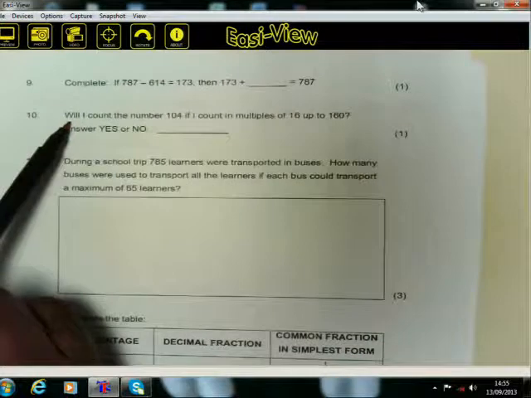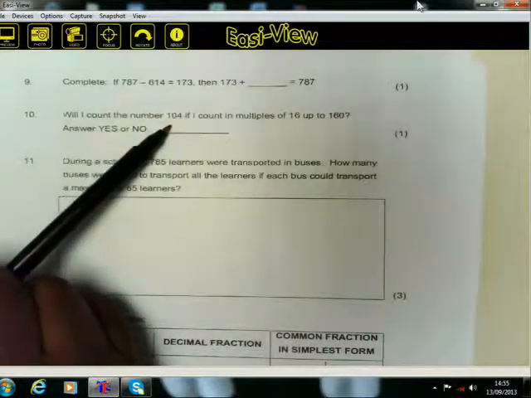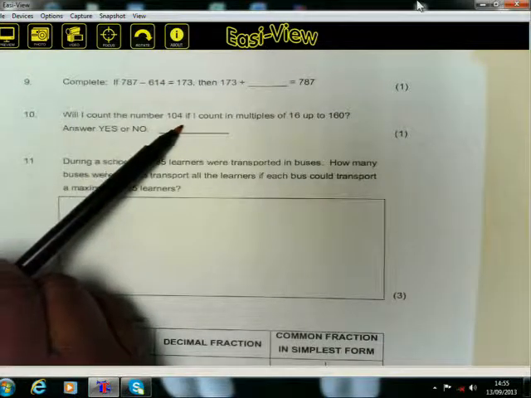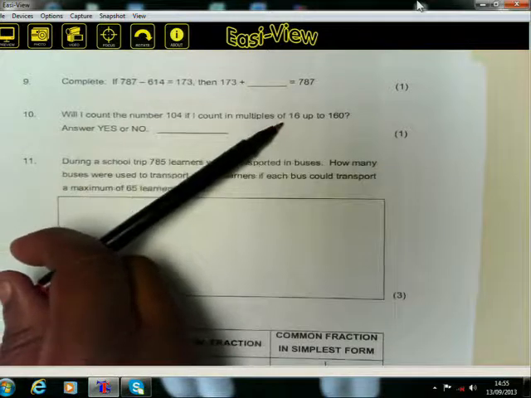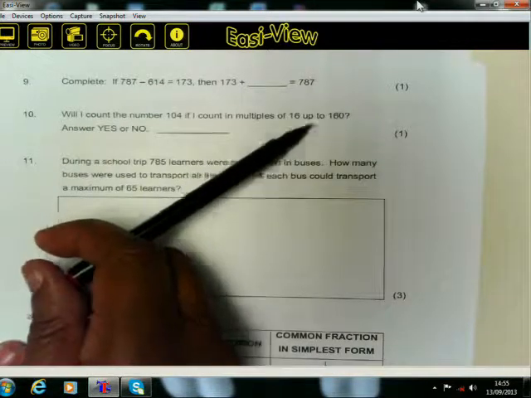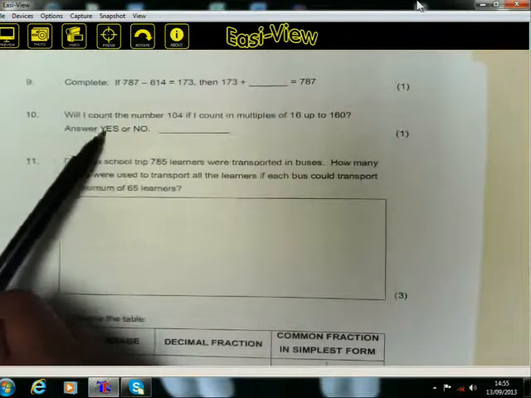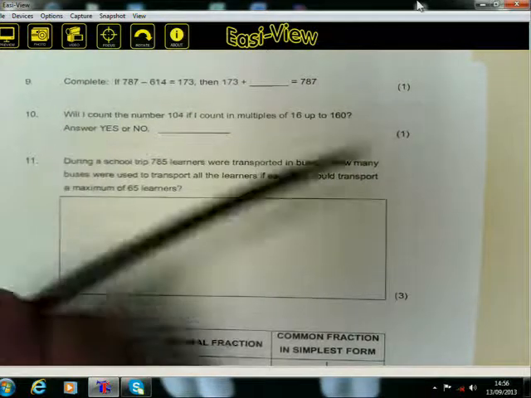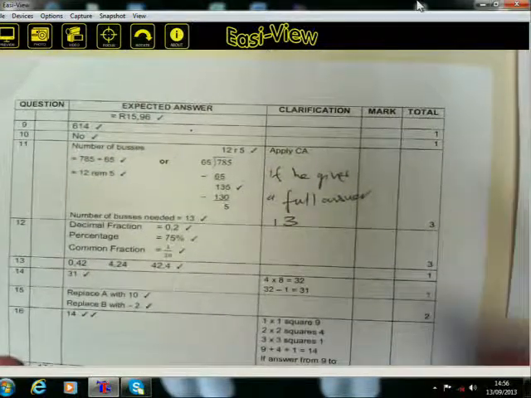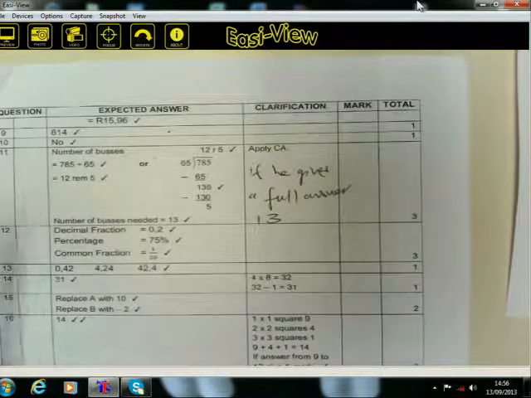Number 10 also: will I count the number 104, if I count in multiples of 16 up to 160? The answer was yes or no here. Elena was supposed to write yes or no. So the correct answer there is no, 1 mark. Okay. Question 11.